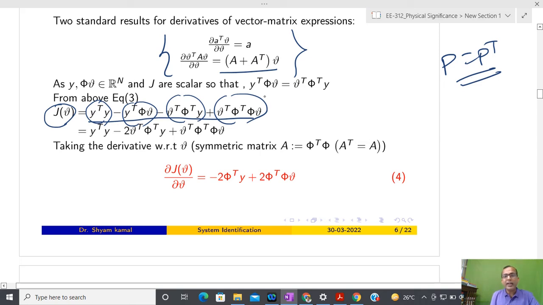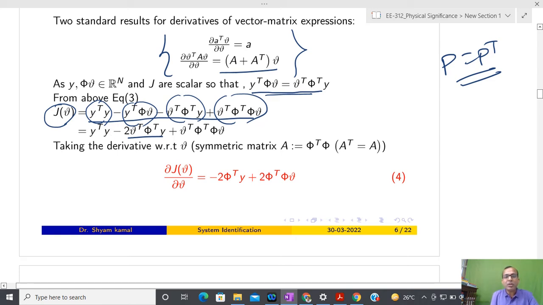Now here, due to that scalar property I have written it like this, and I have collected this term and this term together. You can write either this term or this term, both are equal, and due to that reason jv is now y transpose y minus 2 nu transpose phi transpose y plus nu transpose phi transpose phi nu. Now what we have to do is minimize this, with respect to the unknown parameter. The unknown parameter is nu here, so I am taking the partial derivative with respect to it. Since there is no nu associated with y transpose y, that is 0.